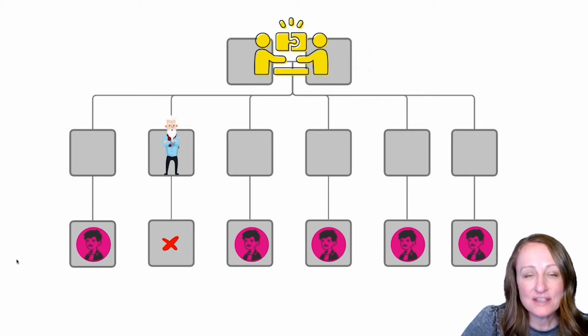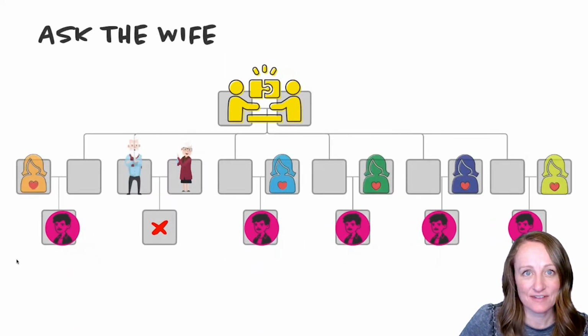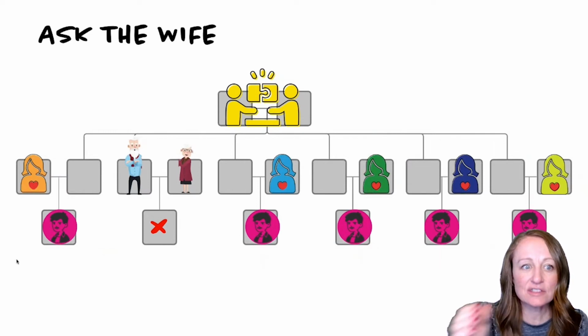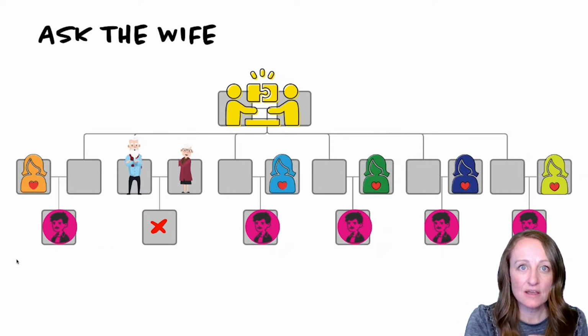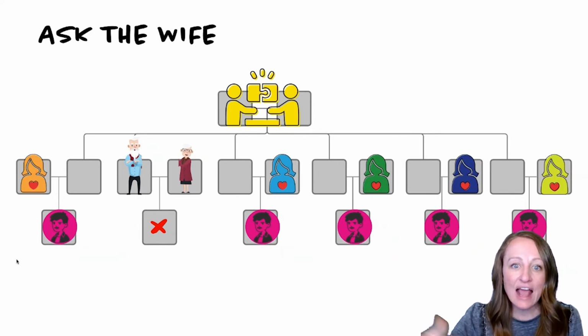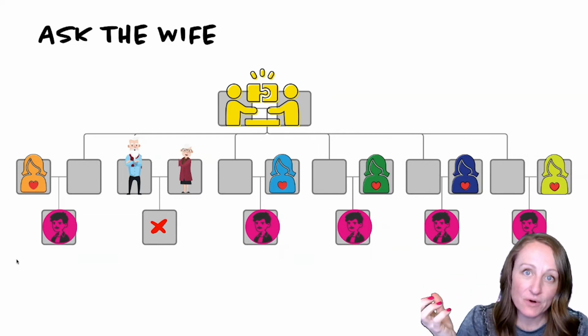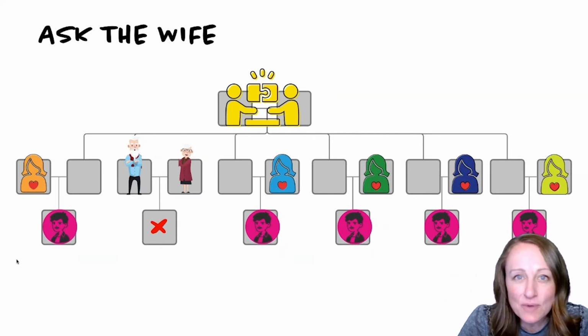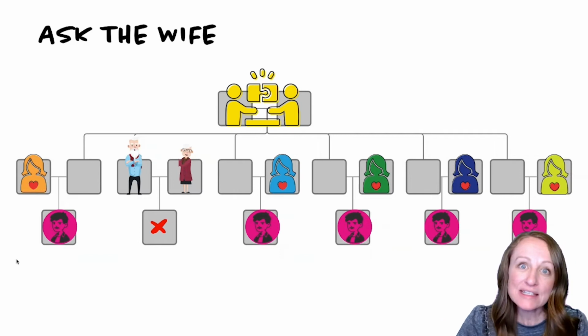So the way we do this is to ask the wife. Okay, so you see Mildred and Morty now, right? This is Morty's family with his wife, Mildred. And you can see for each of his siblings, I've added a wife or a spouse, okay? I call it Ask the Wife because I think it sounds cooler, but really it's Ask the Spouse.